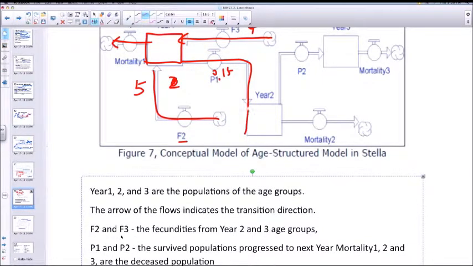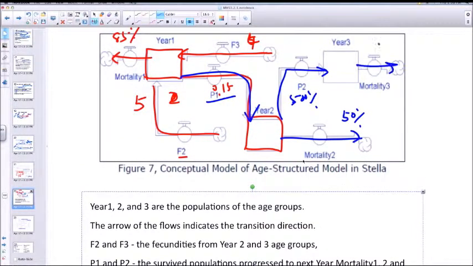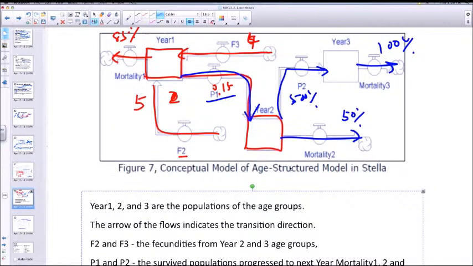The second year population, you look first at how they die off. 50% die, and the 50% go to the third year. And how do they reproduce? They only get the 15% from the first year. That's how they reproduce, right? They come from the first year. For the third year, you look at the conceptual model: 100% all die. That's it. That's your conceptual model without many numbers.